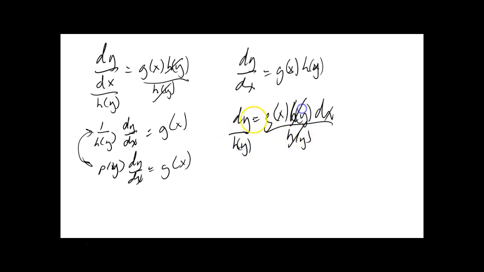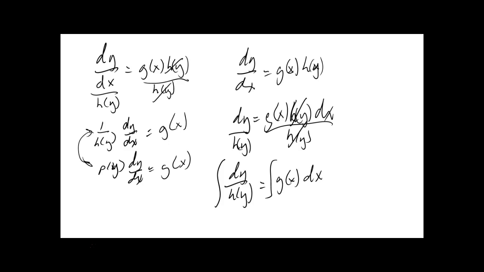Okay? The h of y's go out, and what you have now is dy over h of y is equal to g of x times dx. Okay? And once you have this done, integrate both sides. If you can integrate the left-hand side, we have no idea what the h of y is, but if it is integrable as a reciprocal function, and to be integrable, of course, you would need it to be continuous over the domain, smooth and continuous. Let's just do it that way.